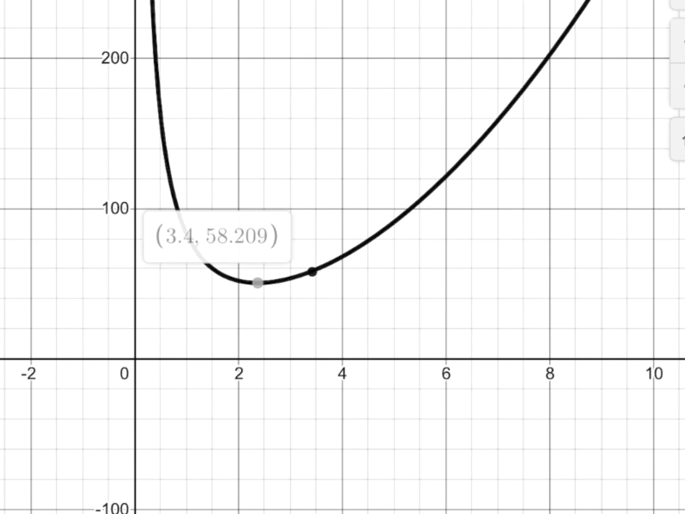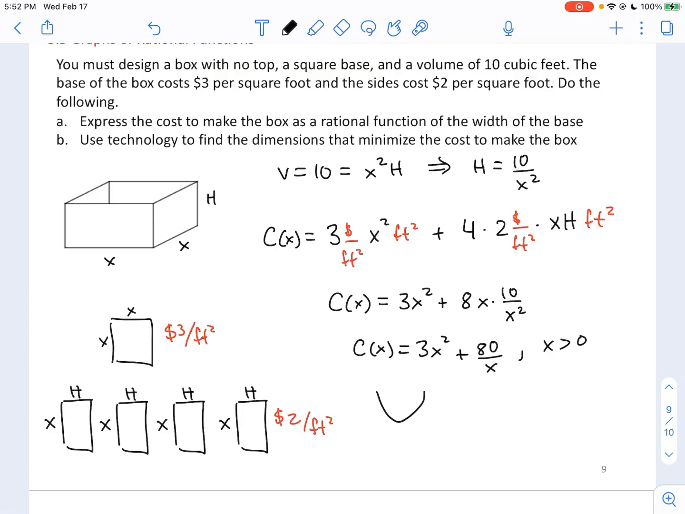We want to minimize cost, so we want this minimum point right there. If x is 2.371, then the smallest possible cost will be 50.61, we'll say. So we have a curve that has a minimum. All right, so figure out what h is, which this says find the dimensions. So this is x. So this is this x here and this x here. So we know the dimensions of the base. They have to be 2.371 feet each. But then what does h have to be?